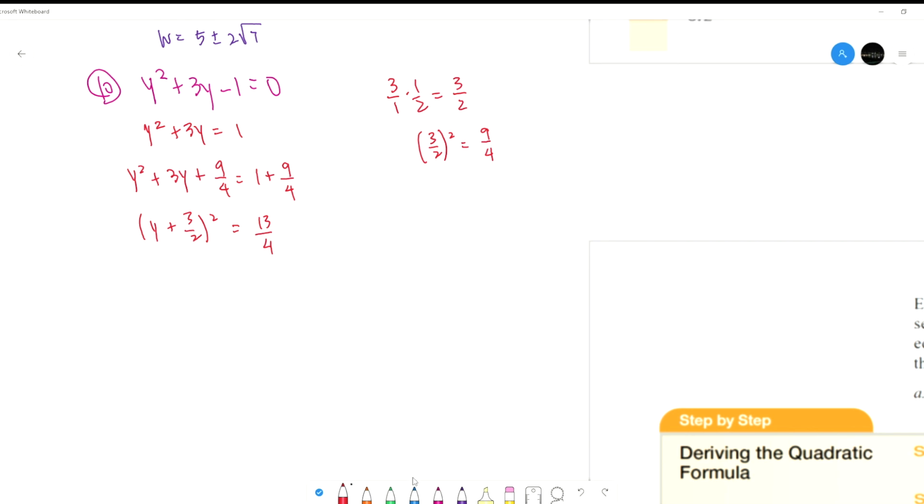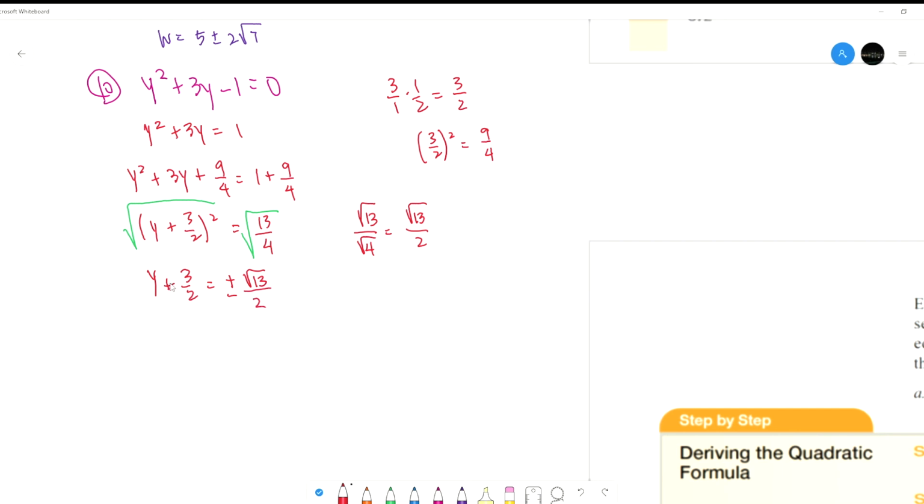All right, so now we can square root both sides. And on the left-hand side, we have y plus 3/2 is equal to plus or minus radical 13 over radical 4. Remember how you can split this up into two radicals with that quotient rule? So we get radical 13 over 2, right? So plus or minus radical 13 over 2.